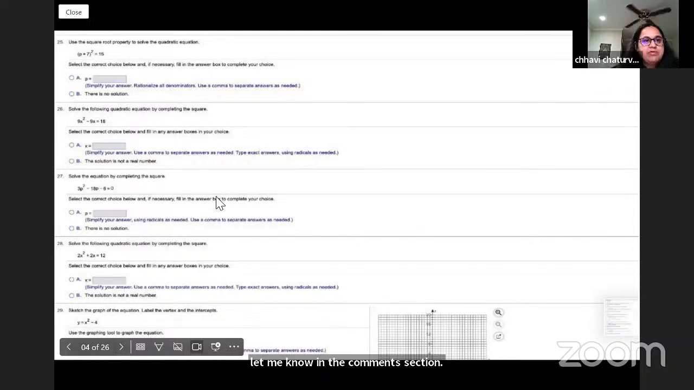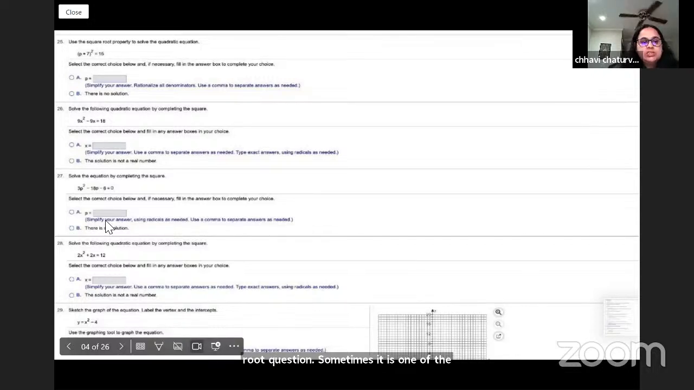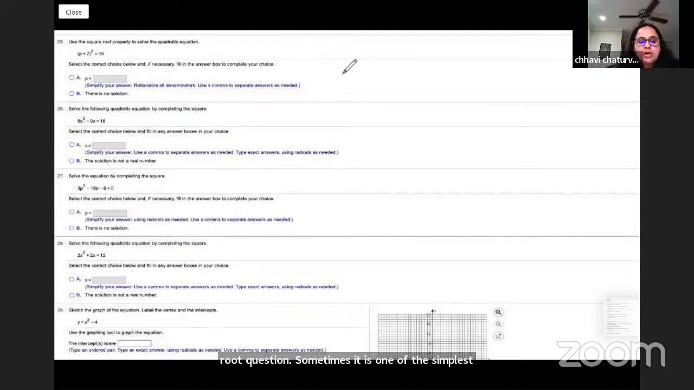Okay, what do we have? All right. So there is a square root question. Sometimes it is one of the simplest concepts and I see a lot of confusion with that. So I have a question here. We have to use the square root property to solve this question.